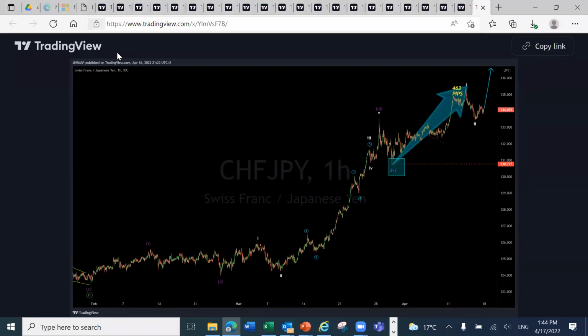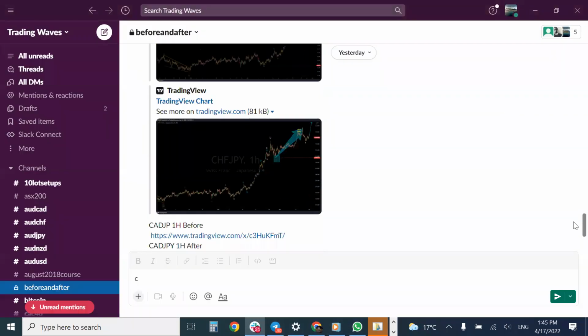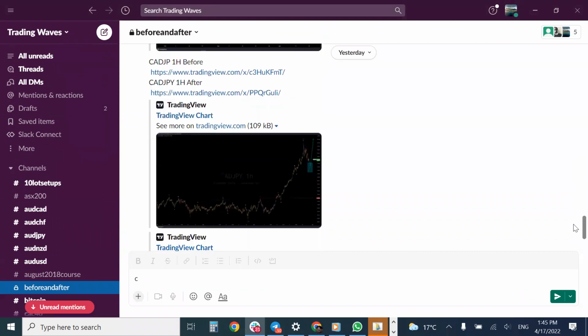There we go. That is chief yen, 463 pips as expected. Pullback and a move to the upside. It's pulling back again. We're still expecting the same. Okay, we'll be giving a clear setup for members during the week as to where to continue riding the trend on chief yen. CAD yen also straightforward, simple.